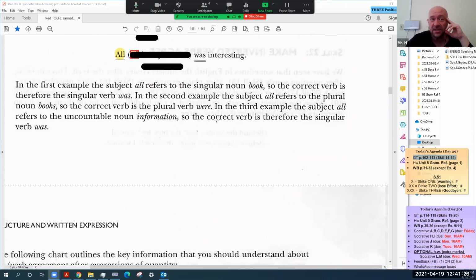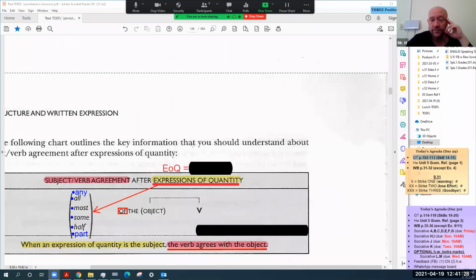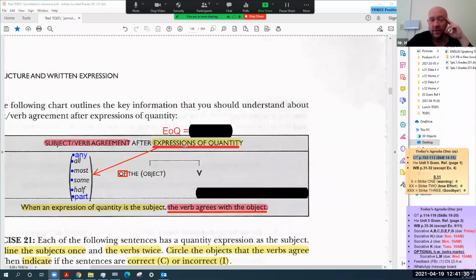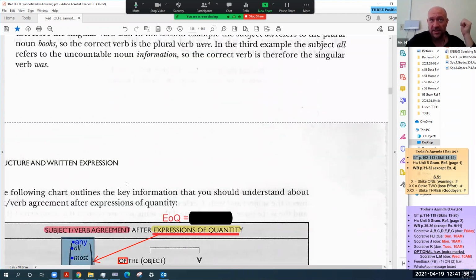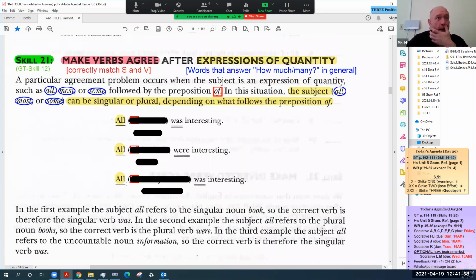If you look at the chart, Abdul Majid, how many do you see in the chart? Six. My PDF has six. Your book has only four. Okay, so you should include any and part. These are included with the expressions of quantity.